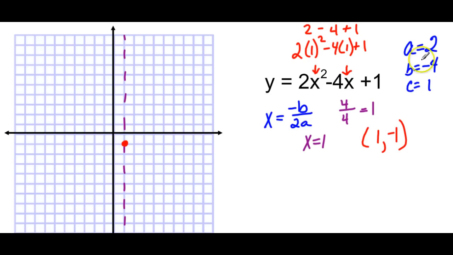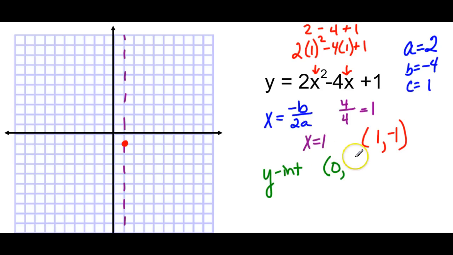I can look at my a value. It's positive, so I know my parabola is going to open up, so I've kind of got that in my mind. And my a is also bigger than 1, so my parabola is going to be a little bit narrower than what would just be normal. Okay, so now what I need to do is I need to pick at least 2 more points on one side. Since I know that this is opening up, I know that there is going to be a y-intercept here. So y-intercepts all have an x value of 0.